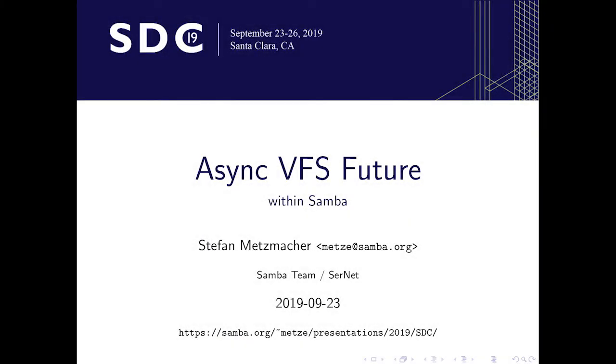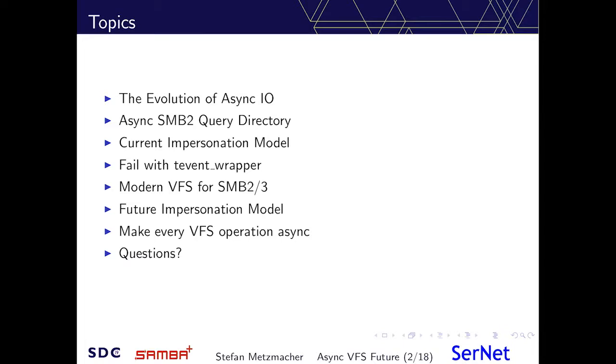So first, the evolution of asynchronous I/O we have over the years in Samba. Then the asynchronous query directory, Ralph also talked about earlier. Then our current impersonation module. Then a failed attempt with the TEvent wrapper infrastructure. And then a modernization of the VFS using add calls and so on. And then a proposal for a future impersonation model and a way to balance between asynchronous and non-asynchronous.